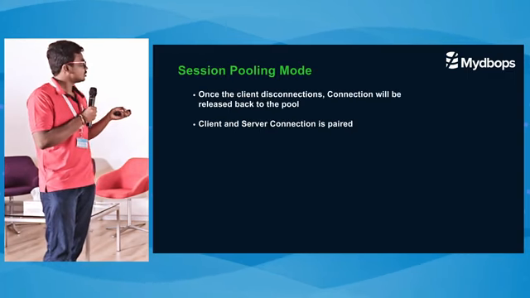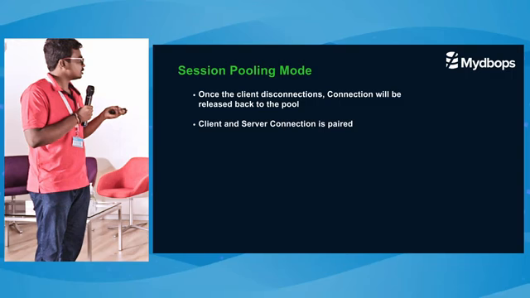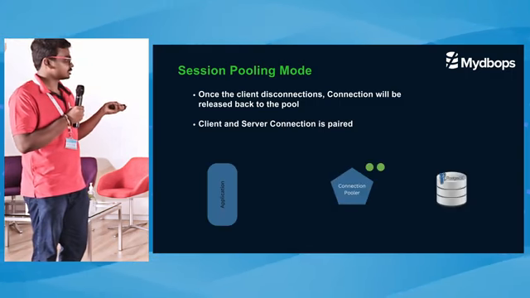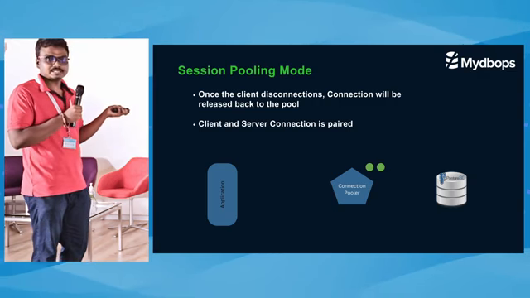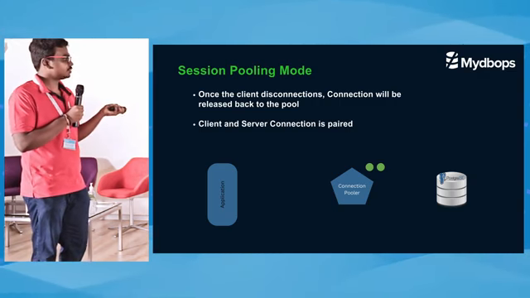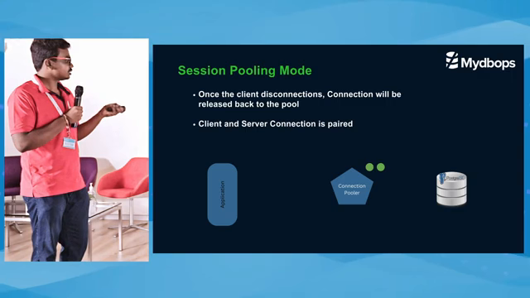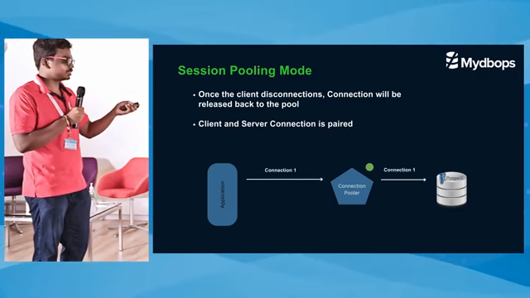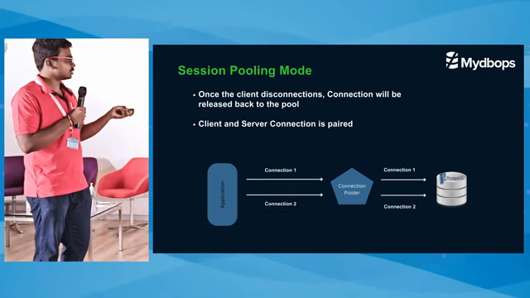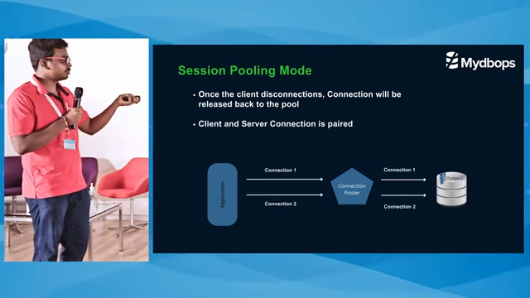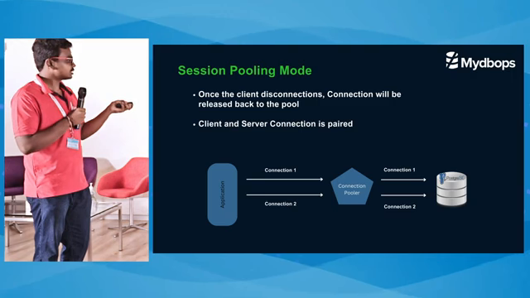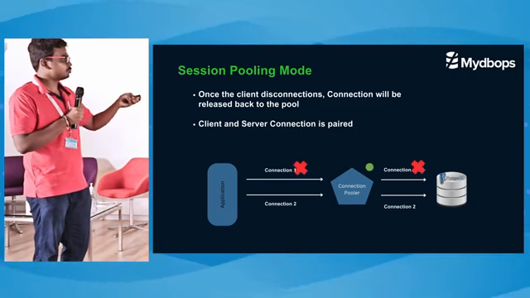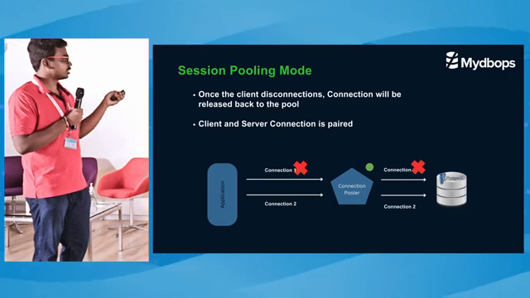So let's see session. Let's give an example of what session pooling mode will do. Once the application connects to the connection pooler, it will check for any connection which is available in the pooler itself. If a connection is available, it will use the connection from the pooler and create the connection to the backend database. Okay. Once another connection is taken, another connection is available and it will make use of it. Once the connection is closed on the client end, it will close the same on the server end and it will move back into the pooler.